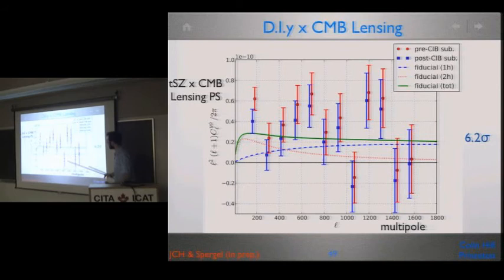And this is what you get after you do that correction. That's the blue squares that are shown here, and it becomes a 6.2 sigma detection. We've done that correction in 2 different ways and get consistent results in both ways, so it seems to be a robust signal. This is the first detection of this cross-power spectrum.